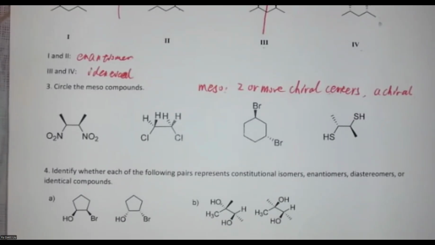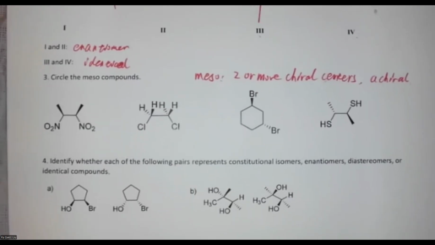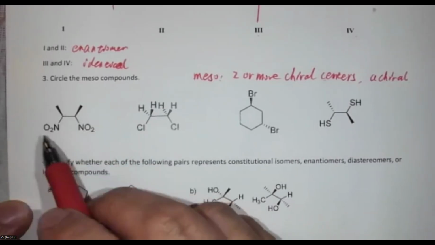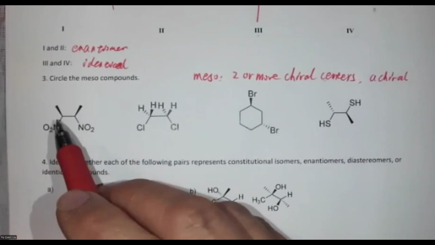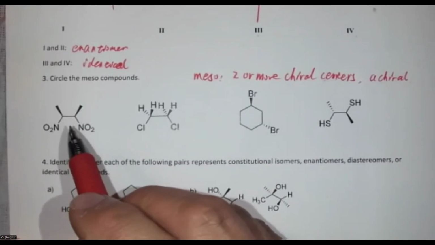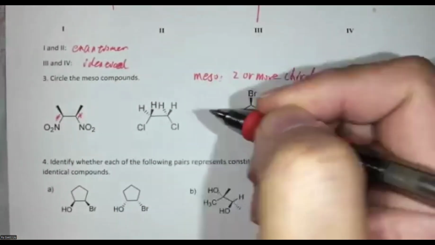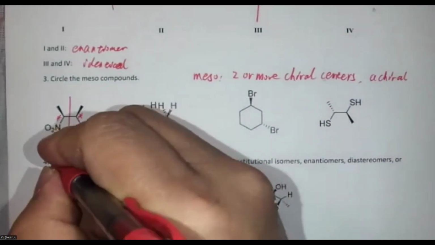Take a look. We can also go through these four one by one. For the first one, type your answer in the chat window, just yes or no. Is this one a meso compound? Yeah, that's right, yes. There are two chiral centers, and the whole molecule is achiral. So that's a meso compound.